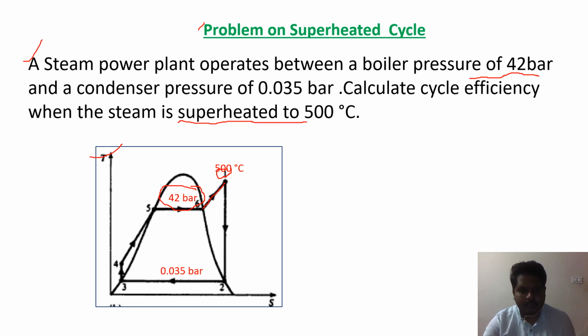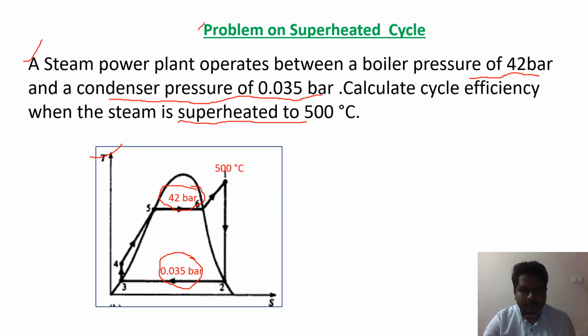In the boiler, the pressure is 42 bar, and the condenser pressure is 0.035 bar. In the TS diagram, the process 2 to 3 is the condensation process. Here the pressure is 0.035 bar at the exit of the turbine. So with this data we have to calculate the cycle efficiency.